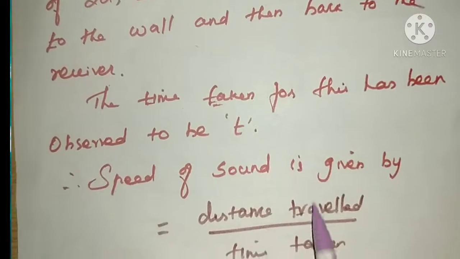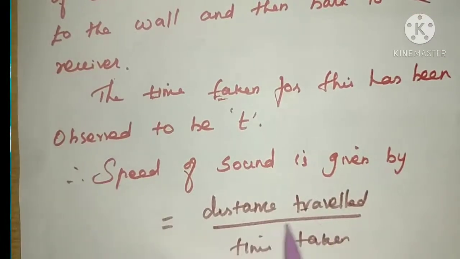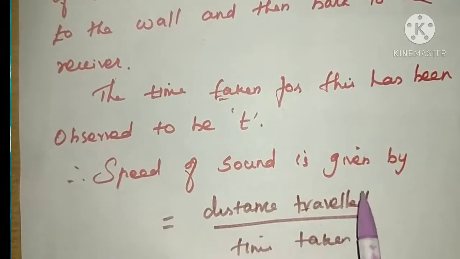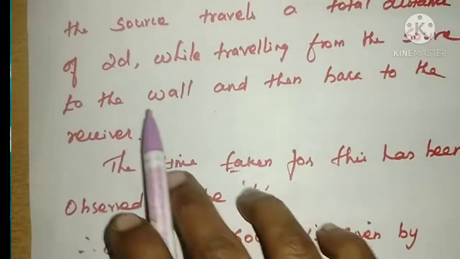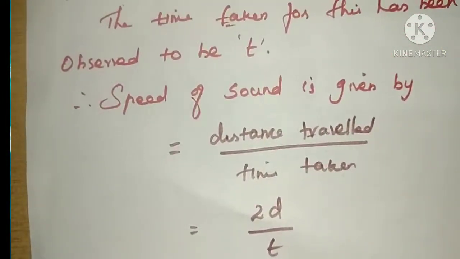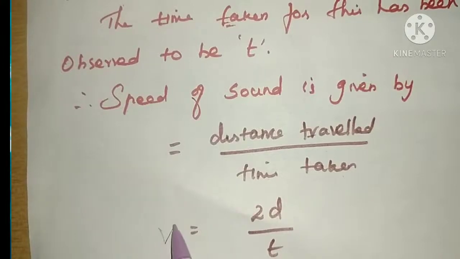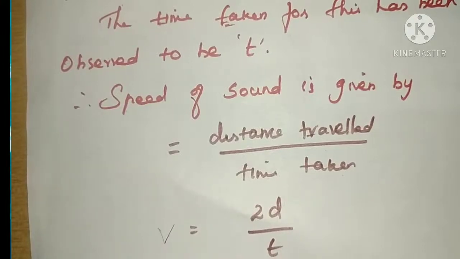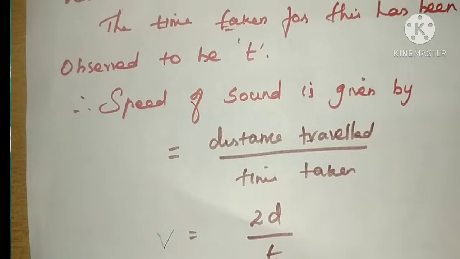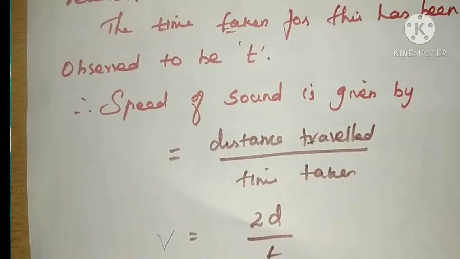Now, speed of sound, what is the formula? You all know the formula: distance travelled divided by time taken. Speed of sound is given by distance travelled divided by time taken. So the distance travelled, what we calculated? Yes, 2d. So 2d divided by t. By using this formula we can calculate the speed or the velocity of sound. So which method is this? Yes, the echo method. By using the echo method we can calculate the velocity of sound.